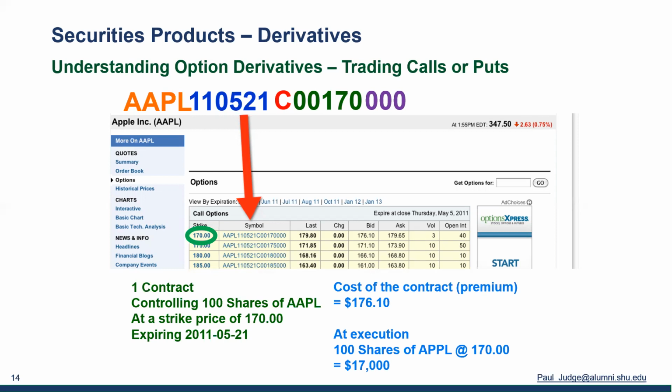So for $176, someone bought this option and they controlled the buying power on 100 shares of Apple at $170 a share. So it cost them $176 to buy the controlling of $17,000 worth of securities, which is a pretty good deal. All right.